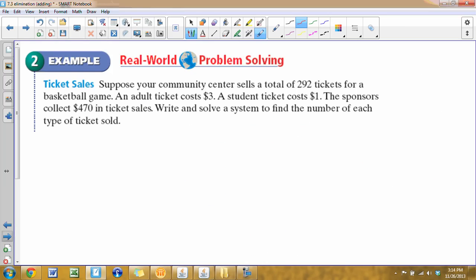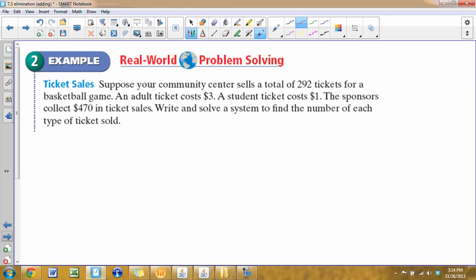All right, so now let's look at how we might set up a word problem and solve it by elimination. Suppose your community sells a total of 292 tickets for a basketball game. An adult ticket costs $3. A student ticket costs $1. The sponsors collect $470 in ticket sales. Write and solve a system to find the number of each type of ticket sold.